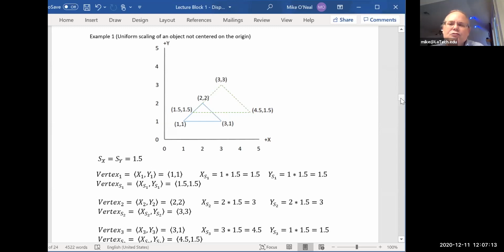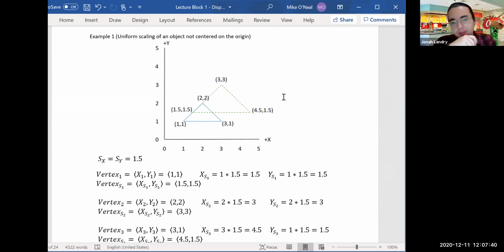And here's the math that shows what we did. (1, 1) is (1.5, 1.5). (2, 2) is (3, 3). (3, 1) is (4.5, 1.5). And so that's that, and we plot it and we get this thing. So what's wrong with what the scale did? The object moved, right? I didn't want it to move. I wasn't trying to translate it. I was trying to make it bigger. Why did it move?